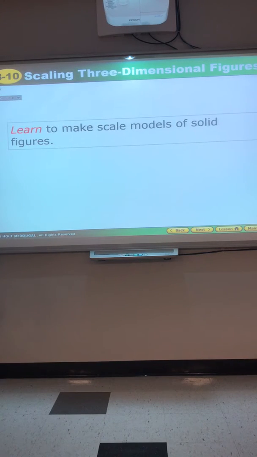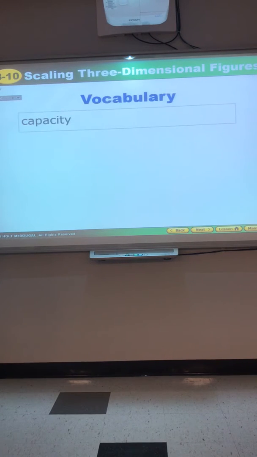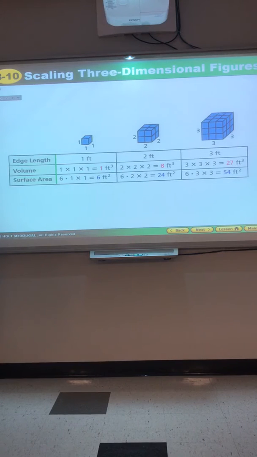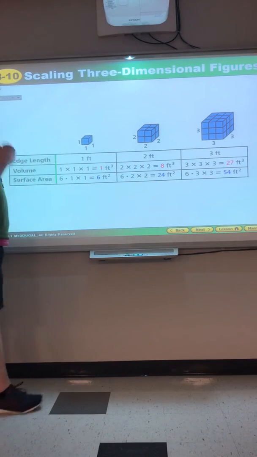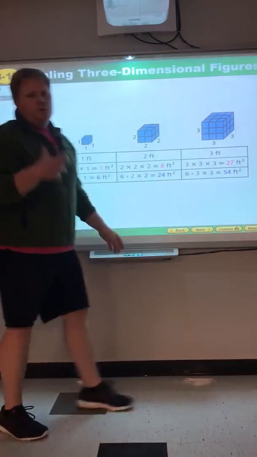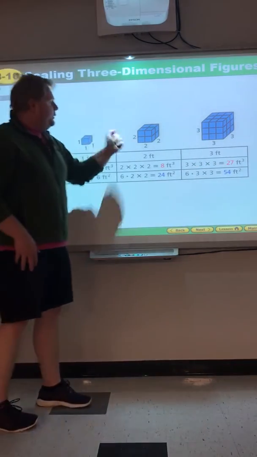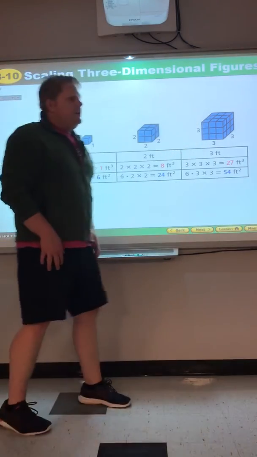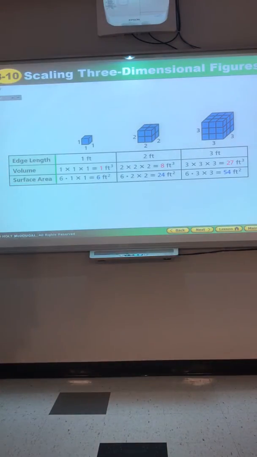Good job. Learn to make scale models of solid figures. Capacity is the main thing we're going to talk about today because we have been dealing with area, volume, and surface area. Now we deal with capacity, and you're going to see what that is. If we're scaling three-dimensional figures, we must remember there are 3 dimensions. If we scale them up, we are going to scale all 3 dimensions the same way, whether it is by a multiple of 2, a multiple of 3, or a reduction of 1/2. They're going to be scaled up or scaled down by the same amount.